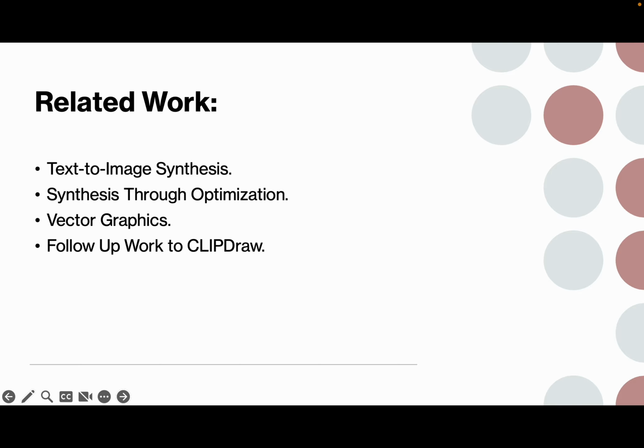There's one called StyleCLIPDraw, which adds an explicit image-based style loss to the CLIPDraw framework, whereas the other was CLIPGlobe, which extends CLIPDraw to use image patches rather than strokes, and the third one is CLIPasso, which uses CLIP to extract sketches from photos. So I would say these four will be the related work.